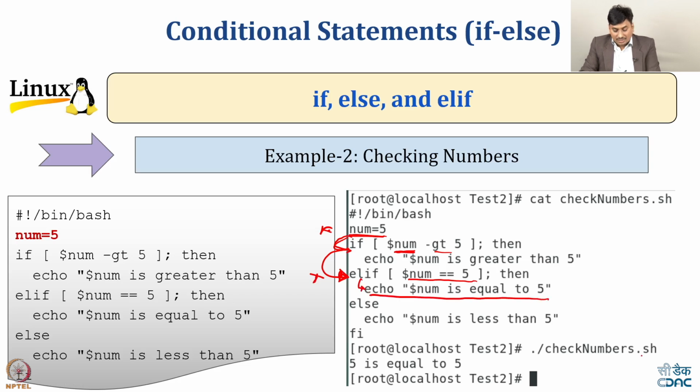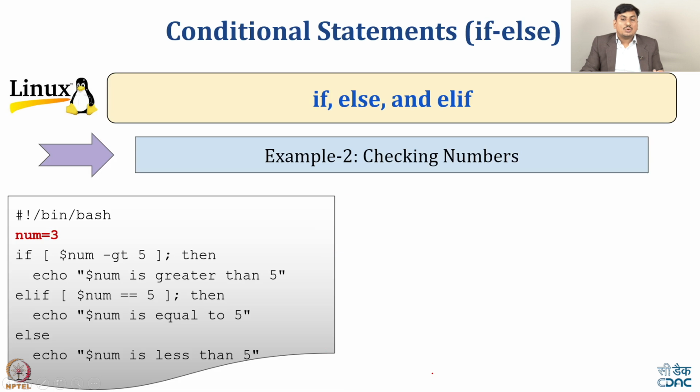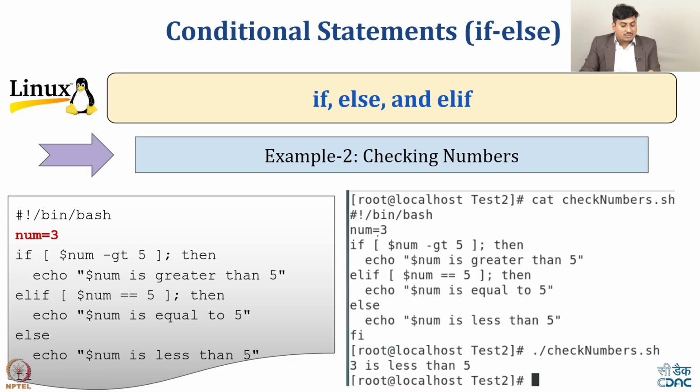You can see when I run this particular code, number 5 is equal to 5, this has been provided as the output. So let us take another example where I assign the value of num as 3. Now once again, when I run this particular program, it will check whether the first condition is true or false. Yes, it is false.